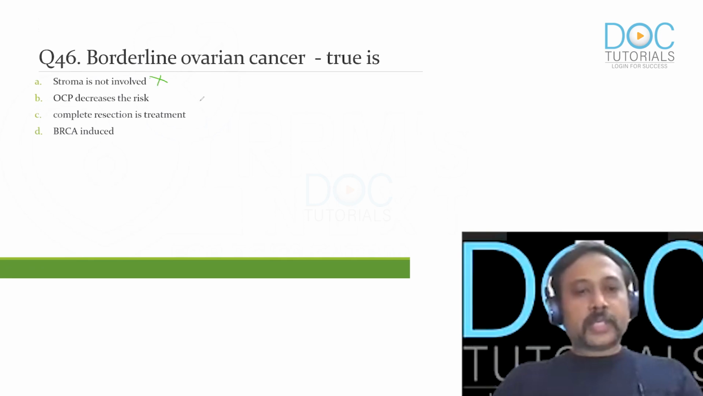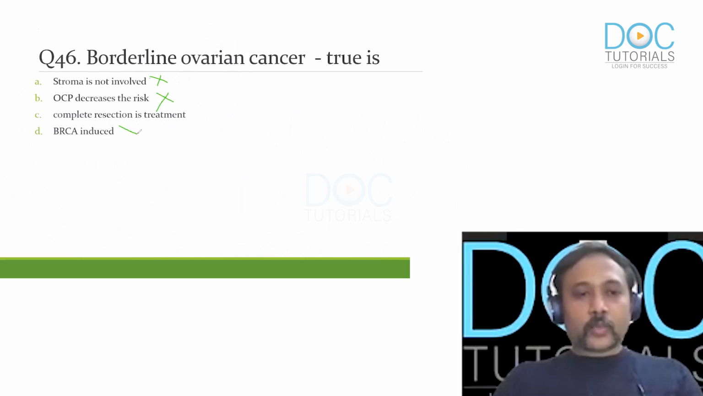So OCPs decrease the risk of borderline ovarian tumors? Now, what we have to understand is borderline ovarian tumors have a different set of risk factors when compared to your classical ovarian carcinomas. So OCPs decrease the risk of your classical ovarian carcinomas, but they have no role as far as the prevention of borderline ovarian tumors is concerned. So OCPs do not decrease the risk of borderline ovarian tumors.